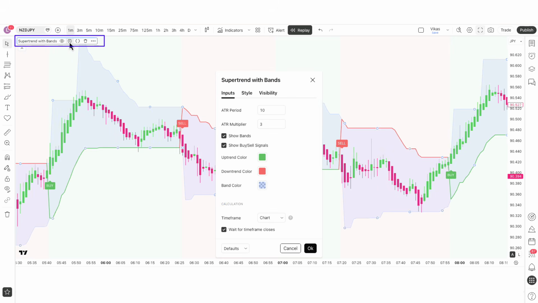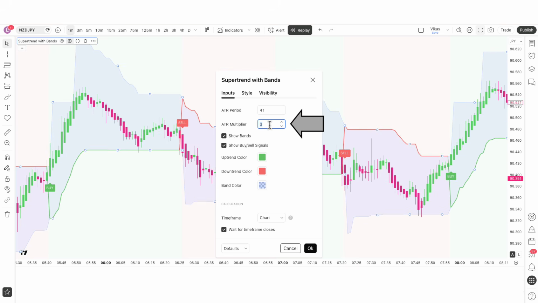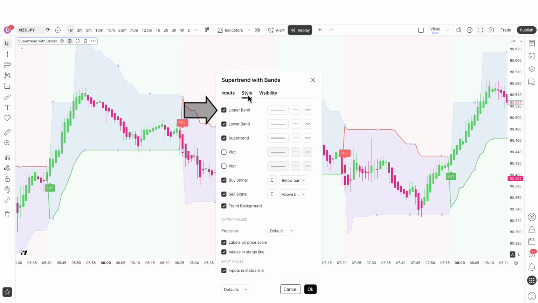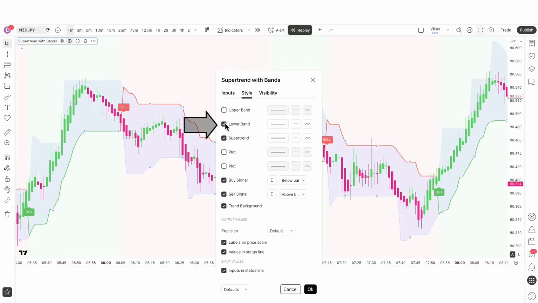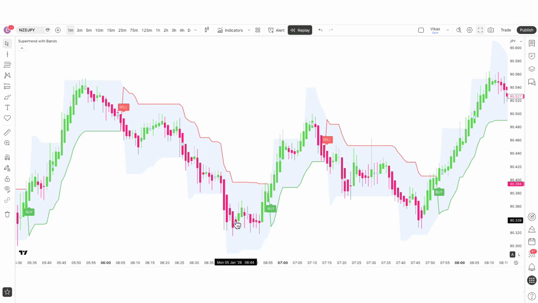Now the indicator settings change for perfect signals. First, we change the ATR period option from 10 to 41, and then change the ATR multiplier option from 3 to 2.1. And we have to keep these options hidden. Here, everything is fine after that. Click OK. Now we'll add one more indicator to make this strategy more powerful.